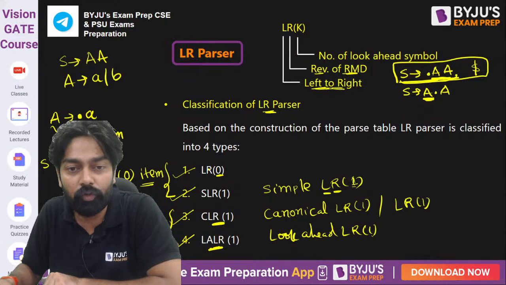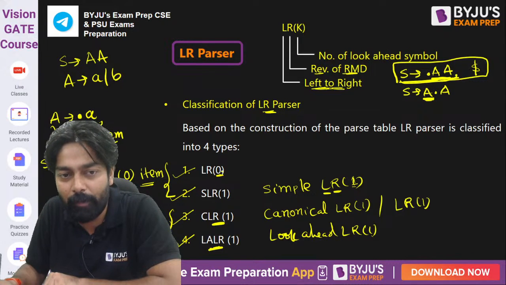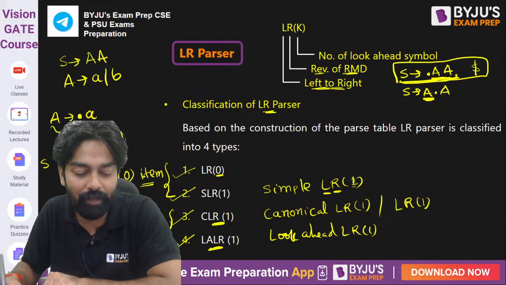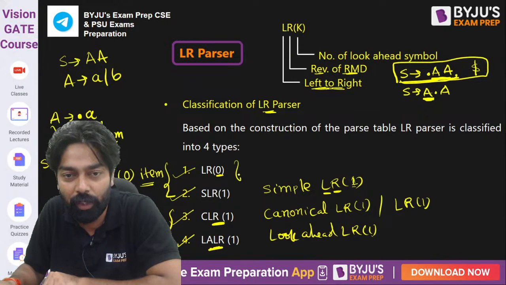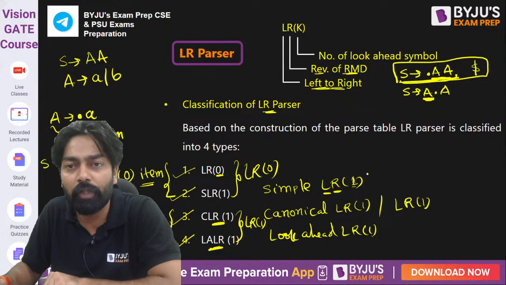Those who have doubt here, see, in LR0 and SLR1 we make LR0 items, and in CLR1 and LALR1 we make LR1 items. Maybe it is not visible, but I have written here LR0 item, and here it is nothing but LR1 item. Okay, fine. This will help you to solve the question, my dear friend.